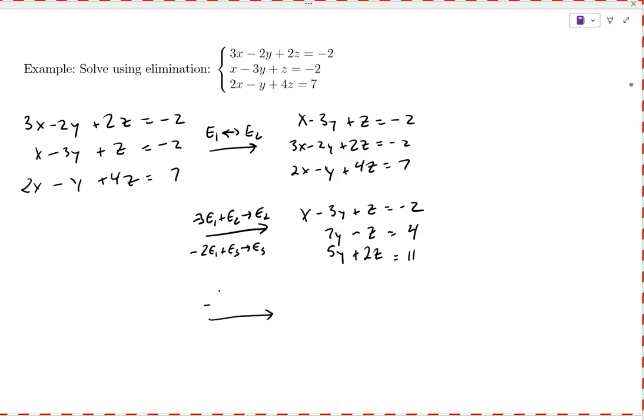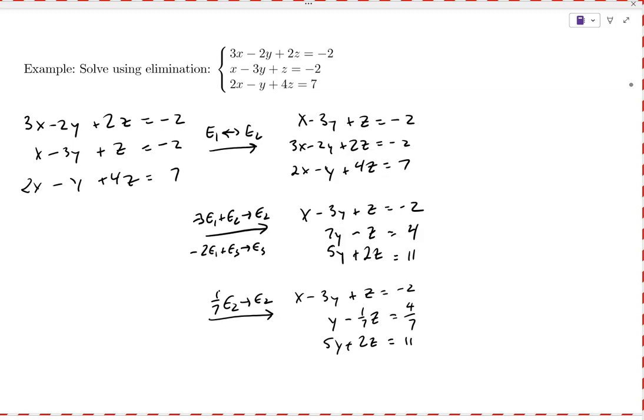So I'll do not negative. We'll do 1/7 equation 2 and replace equation 2. So that'll change it to a y minus 1/7 z equals 4/7, and doesn't change the last equation. It's a very algorithmic process. Get a 1, get a 0 below it.